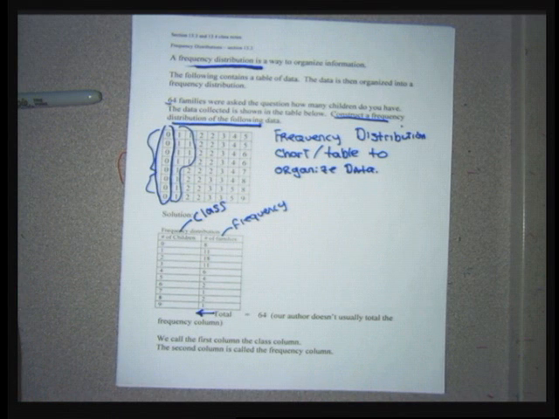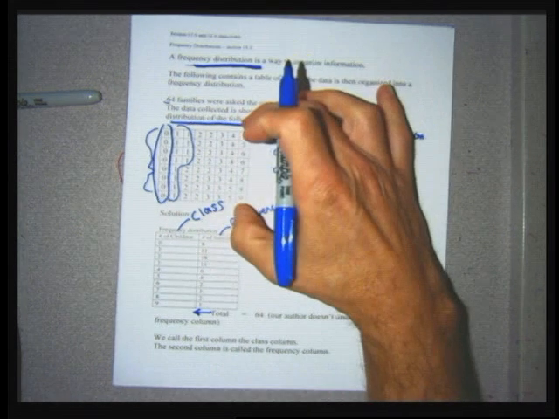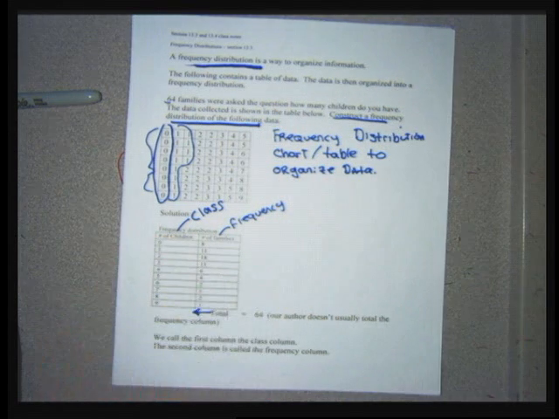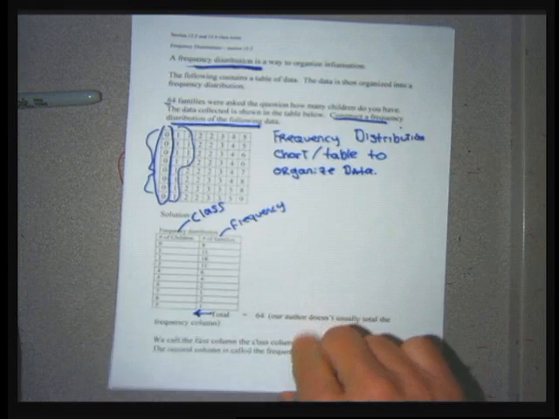So that's just the beginnings of section 13.3. It's not a terribly complicated section. Mostly we're going to be given information and creating frequency distributions, or we'll be given frequency distributions and asked questions about them. So this was just a table of values. I took the table of values and organized it into a chart, and I'm going to call that chart a frequency distribution.